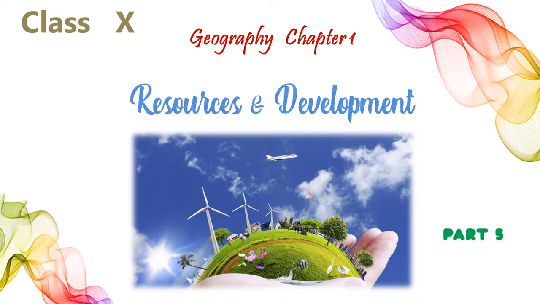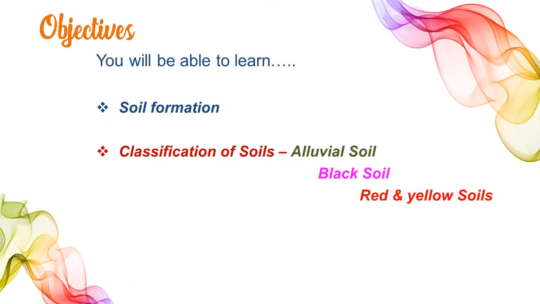Students, in our last class, we discussed land resources, their importance and land utilization. Today, at the end of this topic, you will be able to learn soil formation and the classification of soils. In this classification of soils, you are going to learn about alluvial soil, black soil and red and yellow soils.